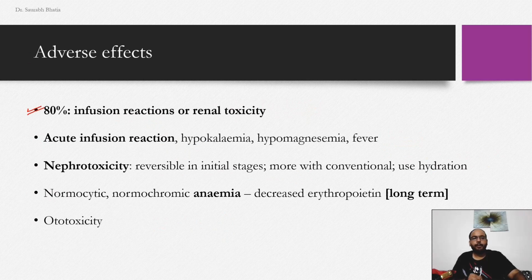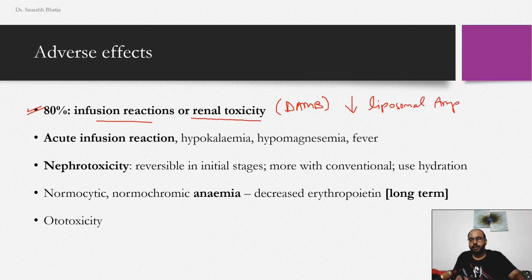80% of the patients report some infusion reaction or renal toxicity. This was higher when the deoxycholate form of amphotericin B was being used. It has decreased with liposomal amphotericin B. Acute infusion reactions are very important. You have to keep that in mind. Remember 4 points: hydrate, pre-medicate, observation, and slow infusion. You hydrate the patient well, you use a slow infusion, you pre-medicate, and you observe the patient well.